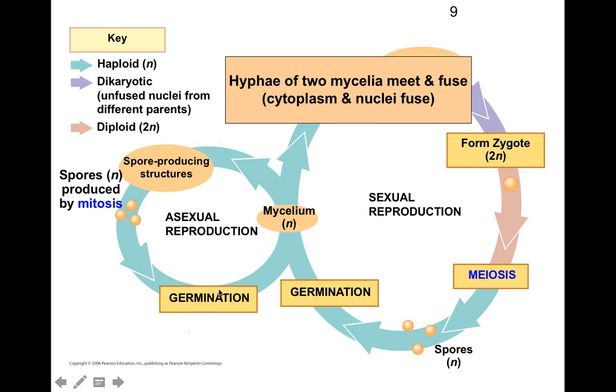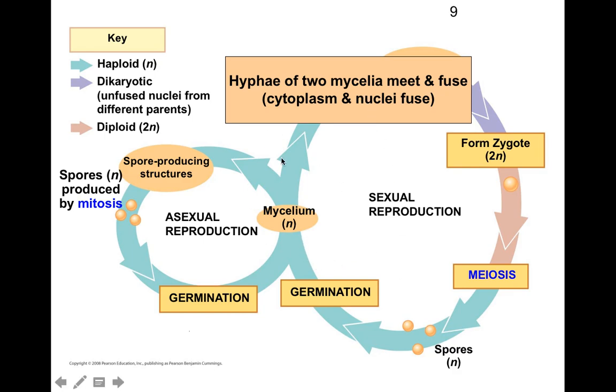This is the simplest. So you have mycelium that's haploid, and certain types of mycelium will end up producing spores, which are haploid. Those spores will get dispersed into the environment either by wind or water, and they'll germinate to produce additional haploid hyphae.